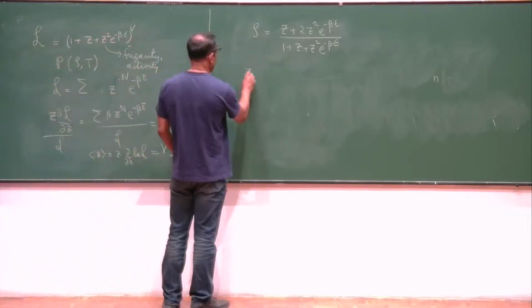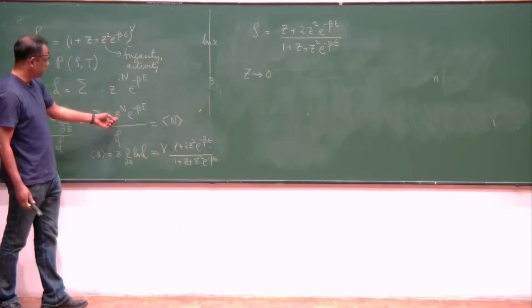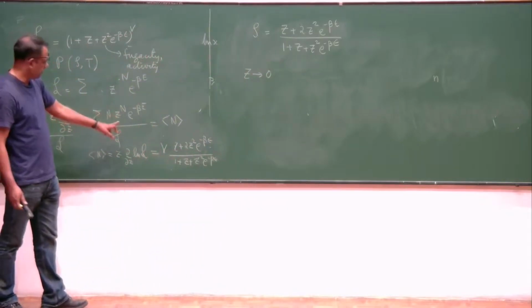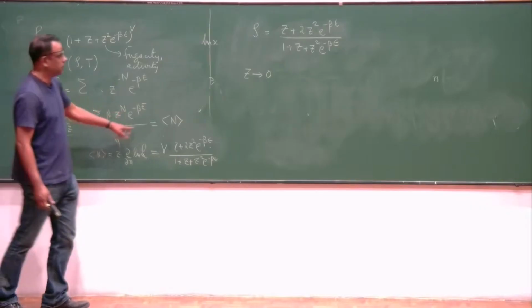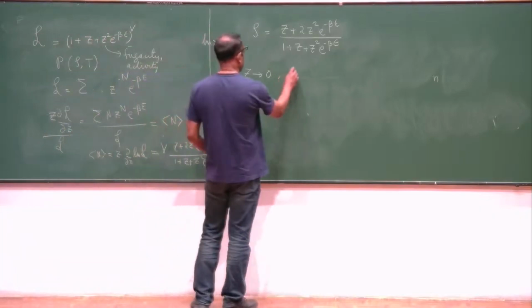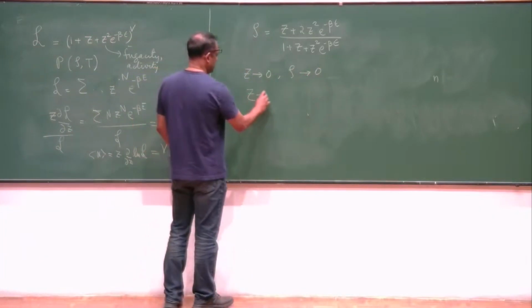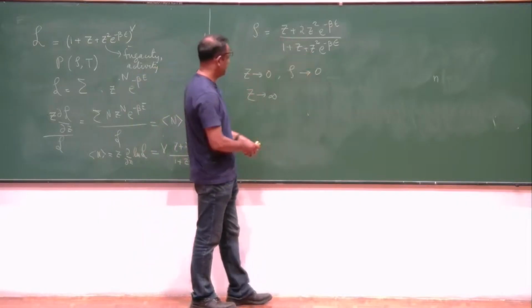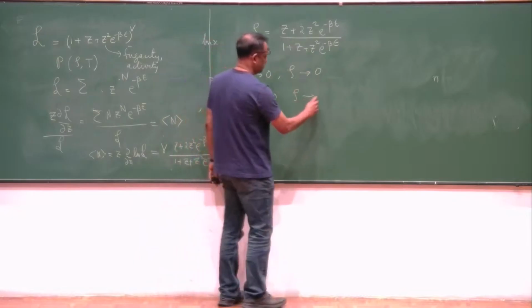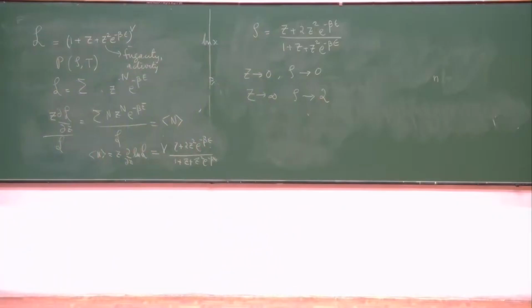When z tends to 0, you look at this weight, z to the power n, the answer should be 0, meaning any particle, only for n equal to 0 there is a weight, so density should go to 0 and correctly rho goes to 0. When z goes to infinity, this term is important, rho goes to 2. And that's the maximum density. As I increase my activity, it becomes maximal density. Okay, so we have the correct limit here.